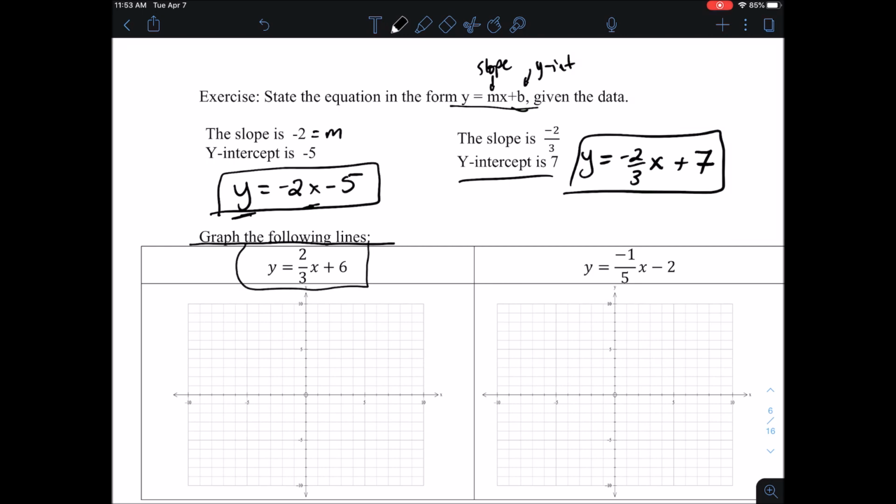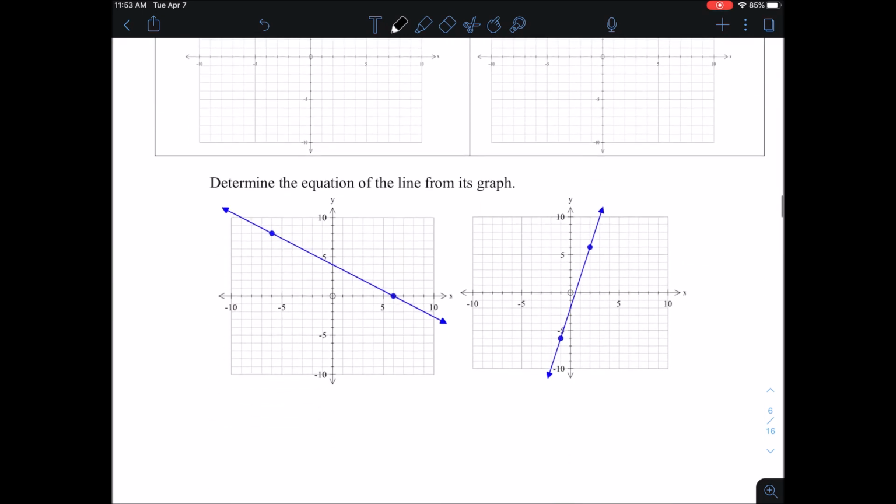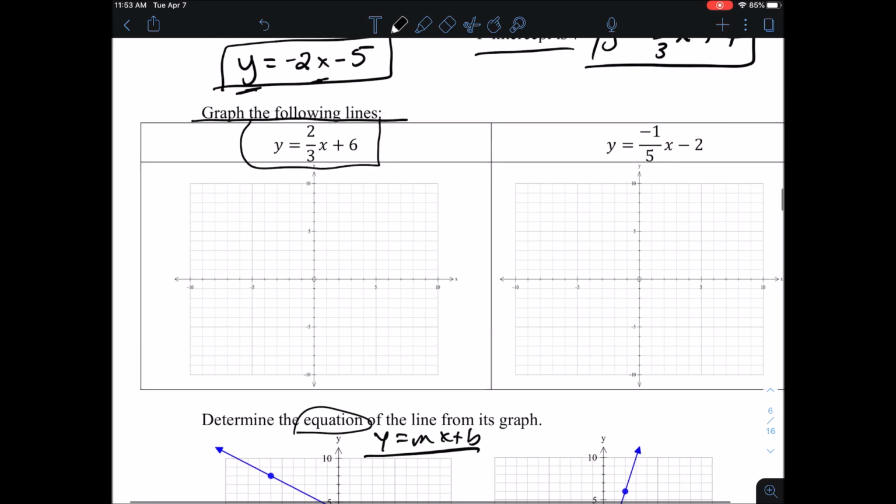I give you the equation and you graph it like this. Here's the equation, you graph it. Or alternatively down here, I give you the graph and you give me the equation in the form mx plus b. So let's see how that works.